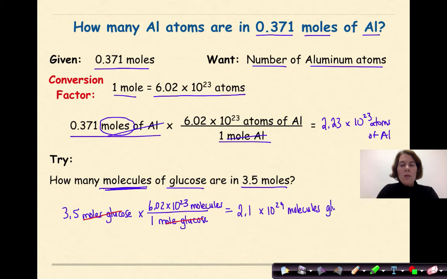The final thing that I want to do is look at the problem and make sure it makes sense. I have 3.5 moles. Moles represent 6.02 times 10 to the 23rd. So my number at the end should be a huge number because I have 3.5 moles. And if I look at my answer, 2.1 times 10 to the 24th molecules of glucose, that's a huge number. So in general, my answer makes sense.